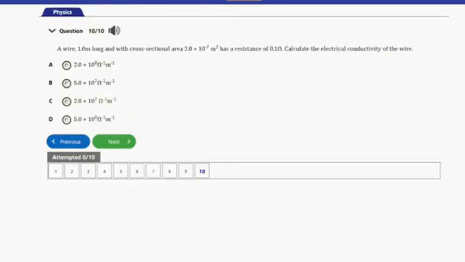So let's go ahead and calculate this, and then that's 1.0 over 2 times 0.1. So that's 5.0 times 10 to the power of 7 per ohm per meter. So that is for this question. Option B is the answer to this question.